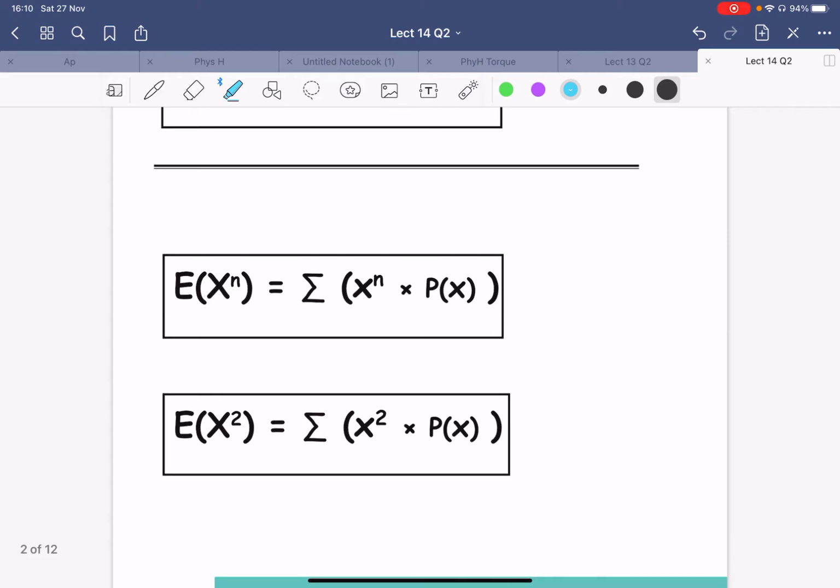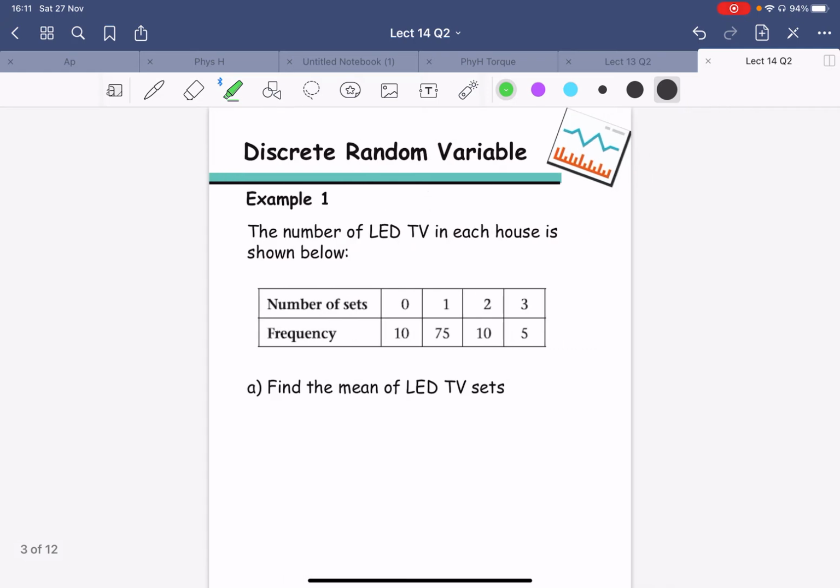Now, the next thing is, if you are asked to find the expected value of x to the power of n, whatever n is, you apply that power to x and multiply it with the probability. Let's apply it. If this was the expected value of x squared, then you take x squared times the probability of x, and find the sum of that. All right, let's look at an example here.